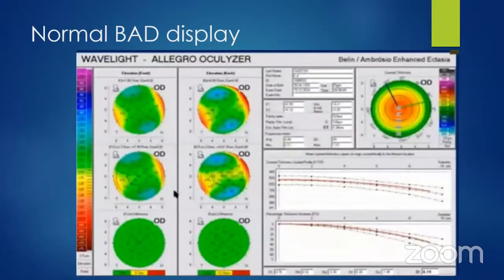And so this is how the normal BAD display looks. The upper left circle is showing you the normal best fit sphere, and the next one is the enhanced best fit sphere. So in this particular scan that I have shown, the enhanced one also is normal. So this is a normal cornea. Even with an enhanced best fit sphere, there is no ectasia coming in the third scan down. So this is for the front and the other three circles are for the back.